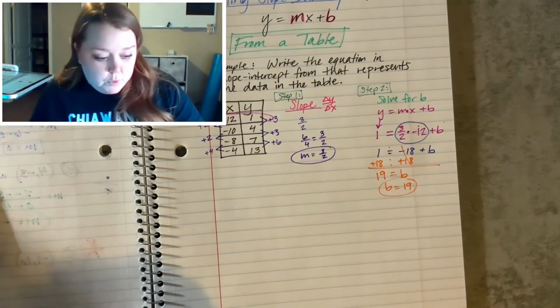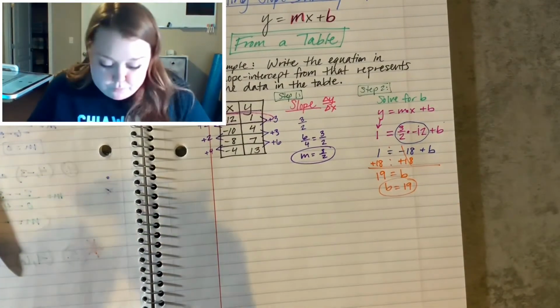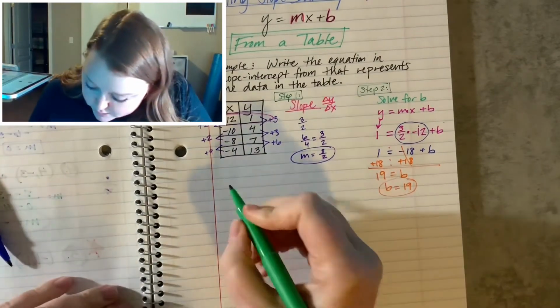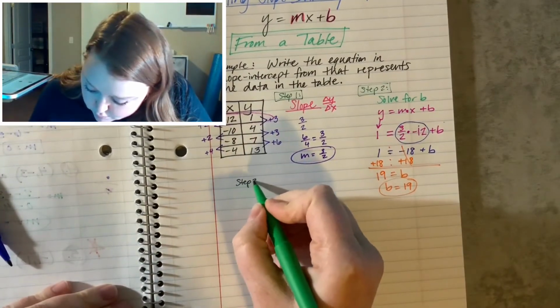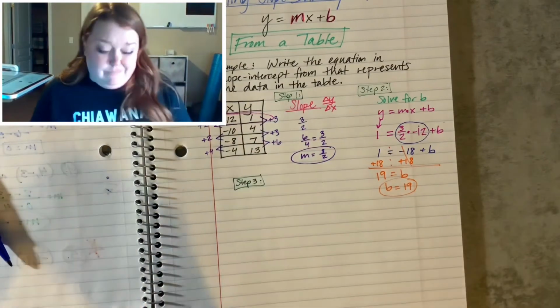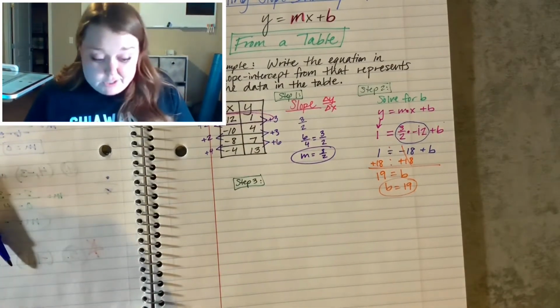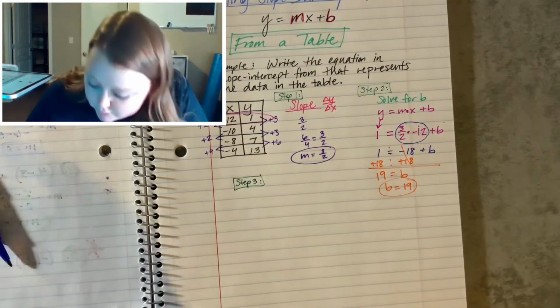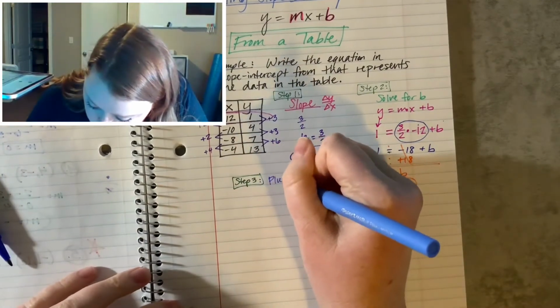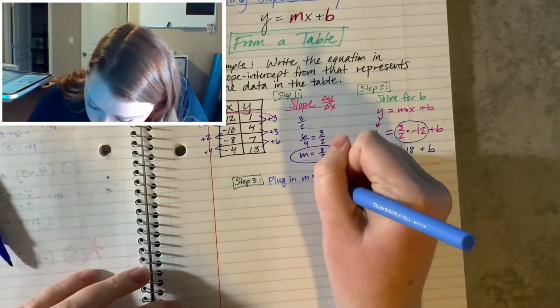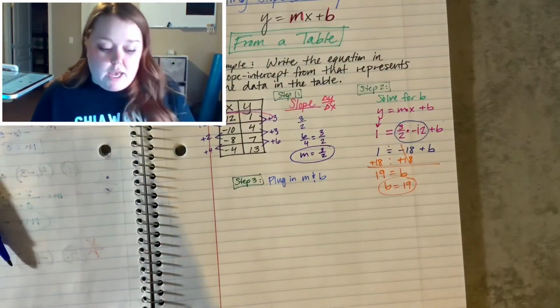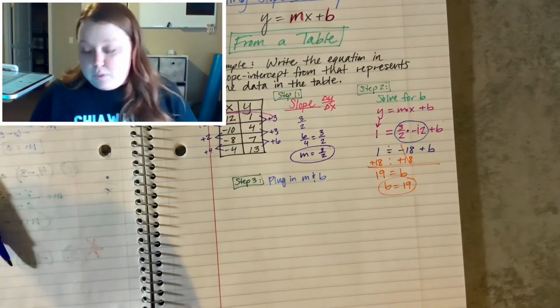Okay, so what would be the last thing to do? Here's your last step, step 3. What's the last thing to do? Write the equation, right? Basically plug in m and b. You're plugging in m and b to y equals mx plus b.